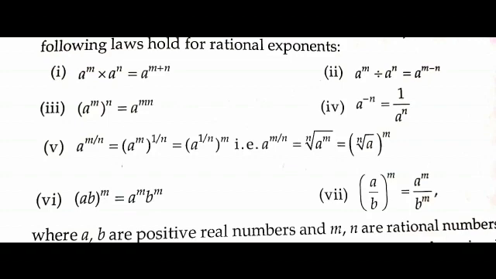After discussing all these, we come to a conclusion, and here are the laws of rational exponents. Please write these laws of rational exponents. In these laws, a and b are positive real numbers and m and n are rational numbers. Based on this concept, we will be solving some questions. So you can stop the video and note these laws which hold true for rational exponents.